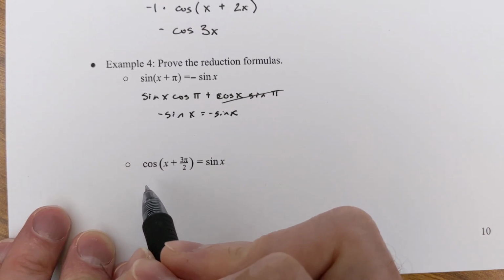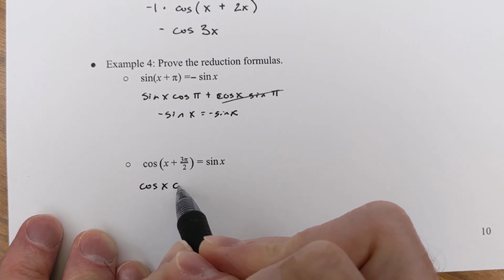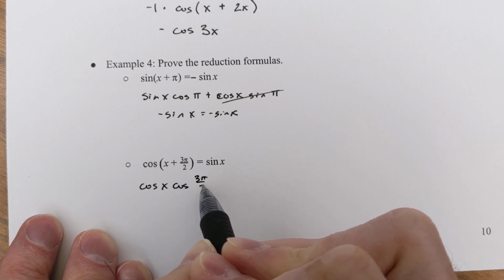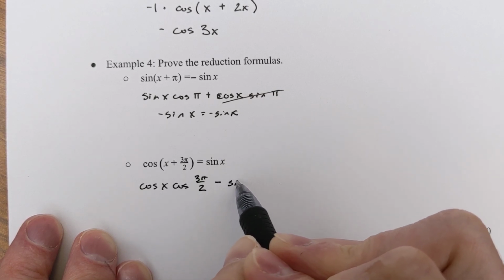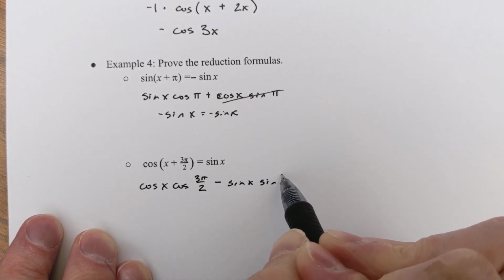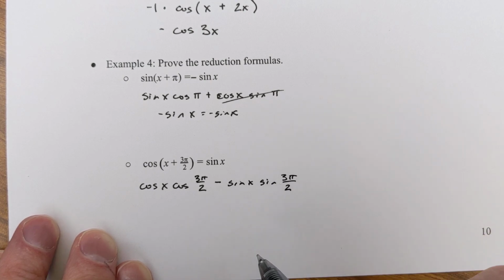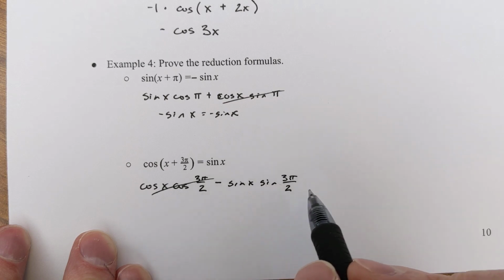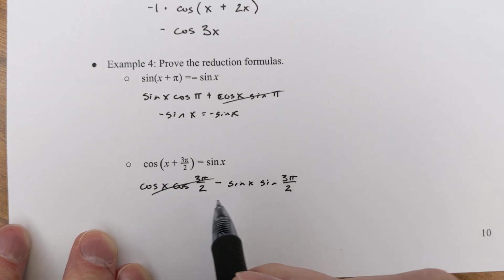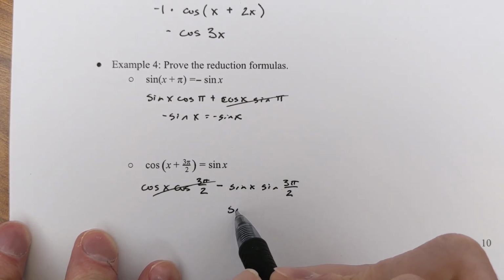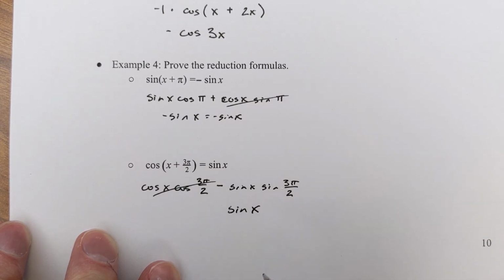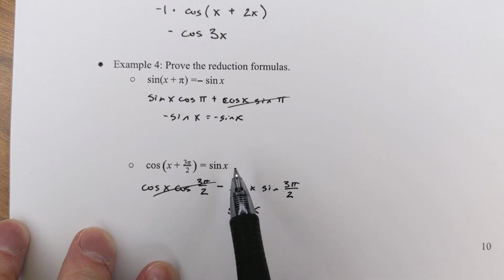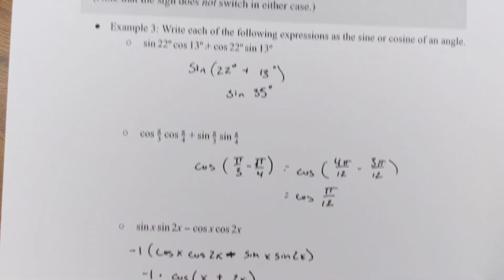Similar thing down here. So cosine is cosine of the first, cosine of the second, opposite, sine of the first, sine of the second. So the cosine of 3 pi over 2 is 0, so that whole term goes away. The sine of 3 pi over 2 is -1. We've already got a negative out front here, so this is just sine x. Negative sine times -1 is positive sine, which is what I was going for.